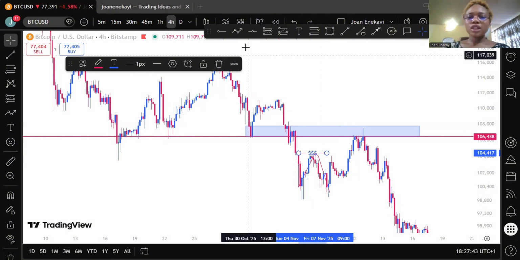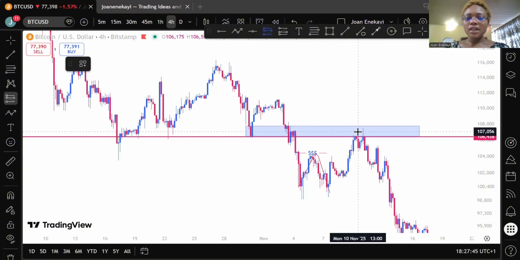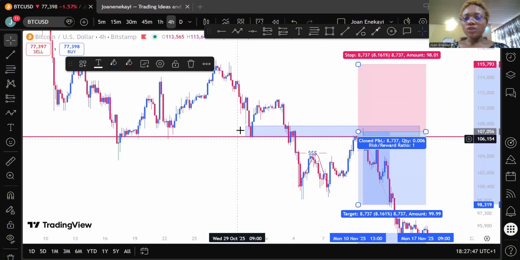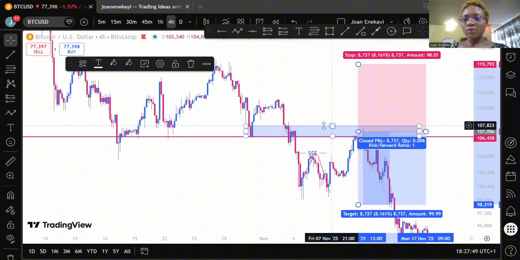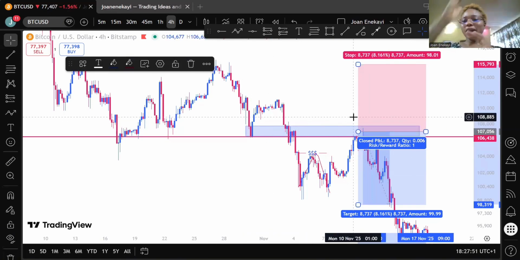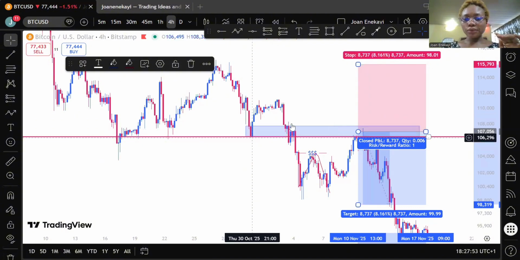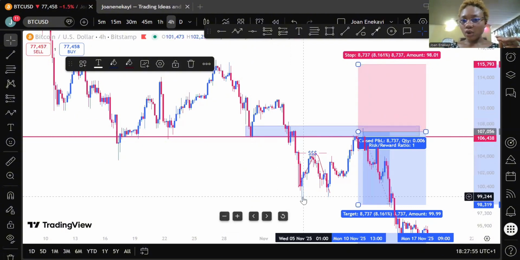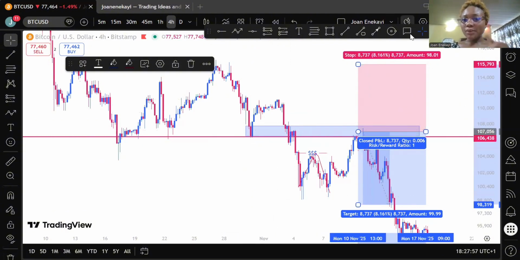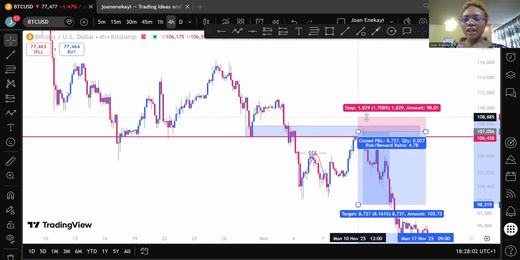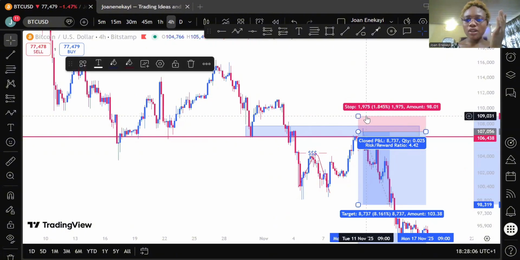So next thing to do is to set our entry at this break of structure zone. We call this a breaker block, right? This is a breaker block because market breaks this low to continue trend. So we'll set our zone and we'll fix in our stop loss.